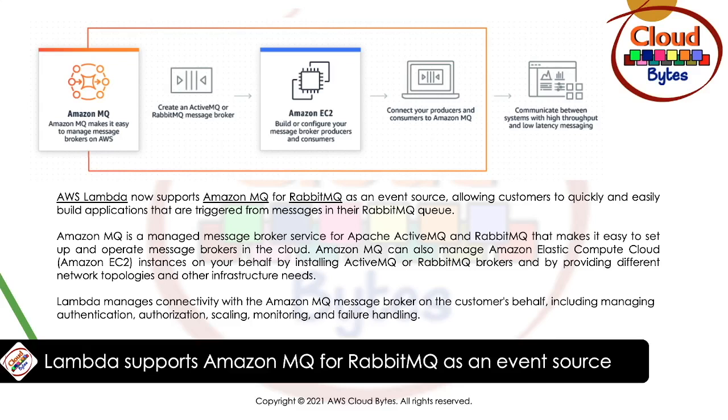The Lambda function is invoked when the number of messages reaches a specific batch size or the payload exceeds 6 MB. Lambda manages connectivity to the Amazon MQ message broker on the customer's behalf, including managing authentication, authorization, scaling, monitoring, and handling errors. Moving on to the next news headline.